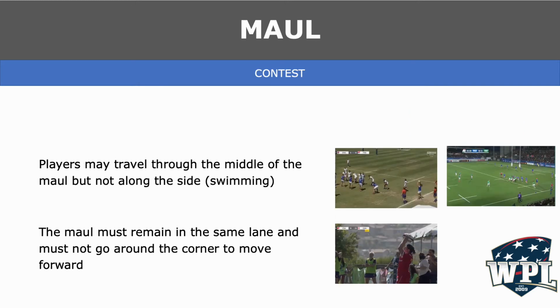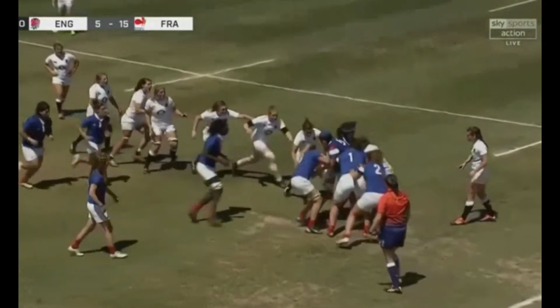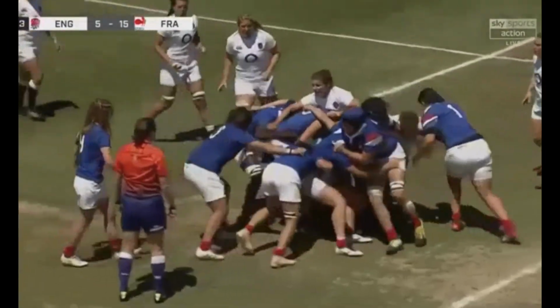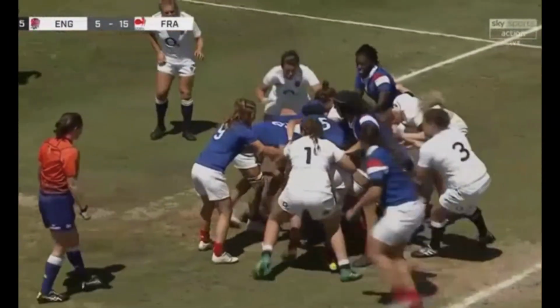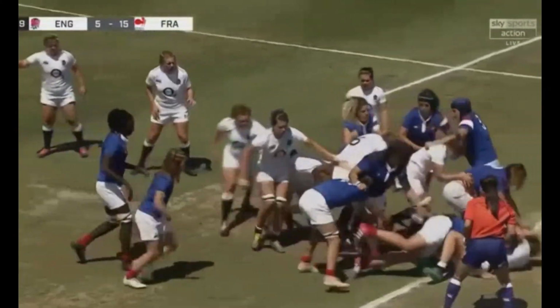When contesting the maul, players can travel through the middle of the maul to get to the ball carrier, but they may not slip their binds and move along the side. Here we're going to see white number 1 on the side closest to the camera. She slips her bind once and then twice to get to the ball carrier. That should be a penalty for swimming.